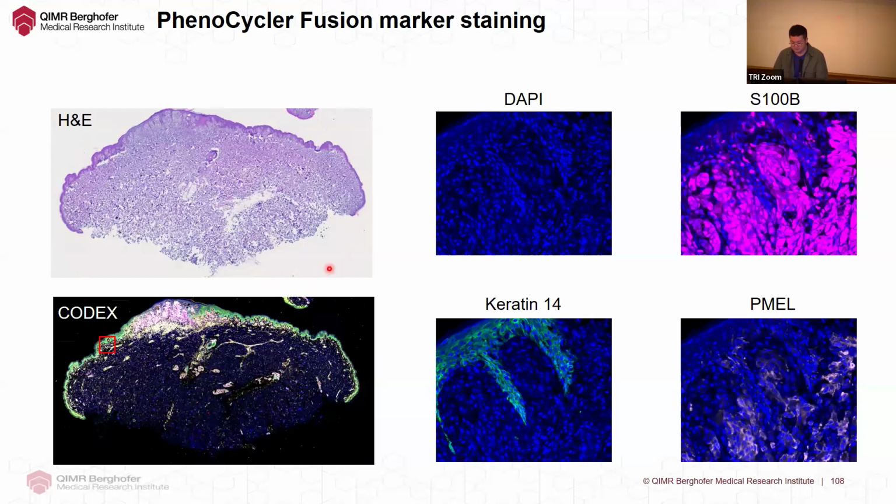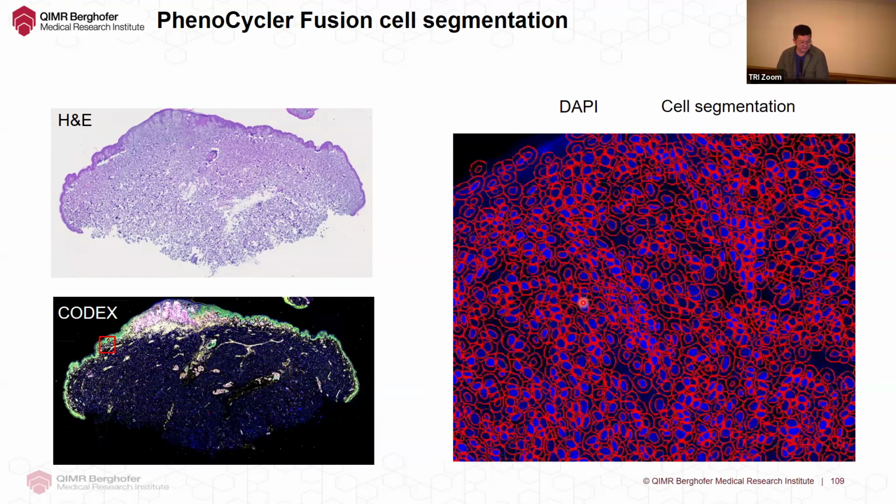The CODEX data can be considered as multi-channel images. So for each channel, we can measure one protein along with this DAPI staining. The DAPI staining is the staining for the nucleus. And here I just show 3 other protein stainings. S100B and PML are common markers for melanoma, and keratin 14 is a marker for epithelial cells, in this case, keratinocytes.